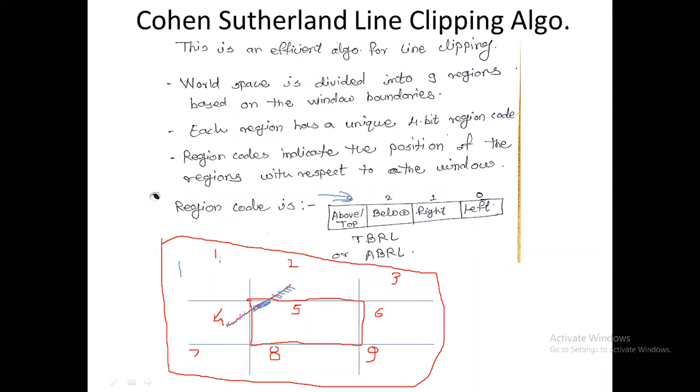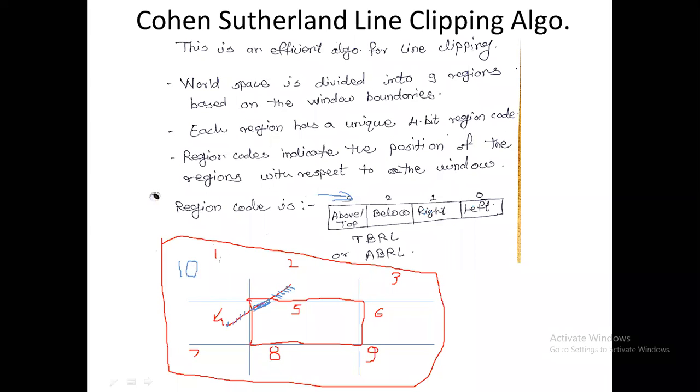Okay, so now as this is on the top, below will be set to 0. By looking at this region, you can identify that this particular region is above, or it is top of this boundary. That's why this bit is set to 1, and it is not below this boundary, so this is set to 0.